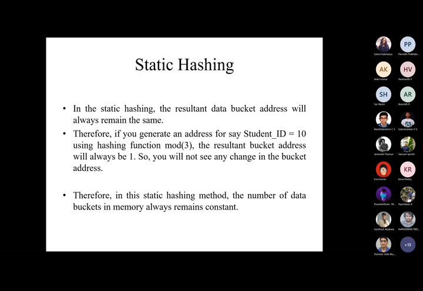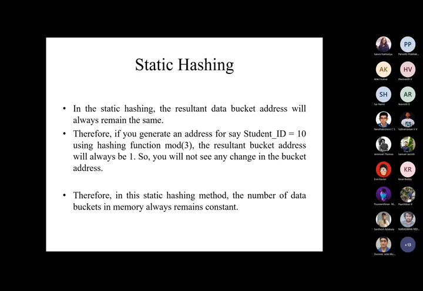So we are going to use a hash function, the mod 3 function. The resultant bucket address will be 1. So it means that the ID 10 corresponds to bucket 1, which contains the information about student 10, right? 10 mod 3 is going to be 1. So the idea behind static hashing is that the resultant data bucket will always remain the same for a particular input. Hence, in the static hashing method, the number of data buckets in memory will always remain constant, right?